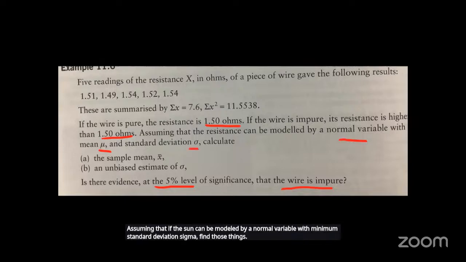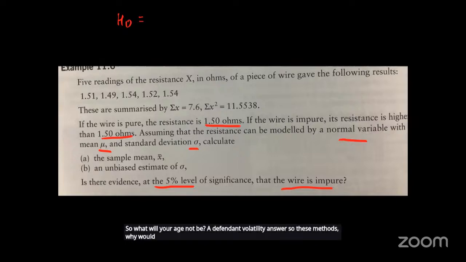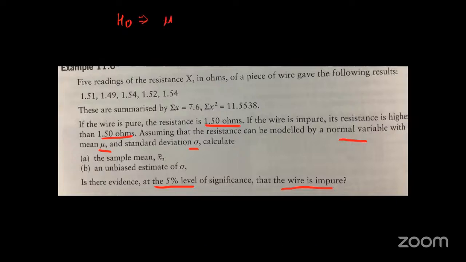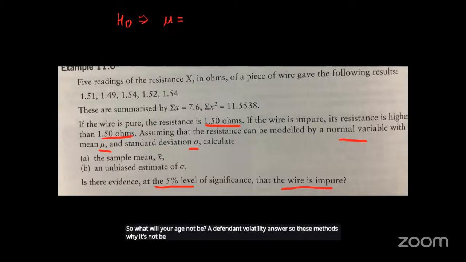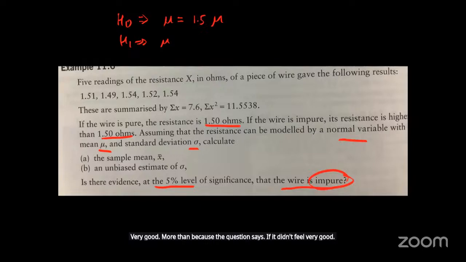So what will your H naught be? The wire is pure. H naught is what? Mu is equal to what? 1.5, correct. 1.5 ohms. And then the alternative hypothesis is mu more than 1.5. Very good. More than, because the question says if it's impure. So it's more than 1.5.